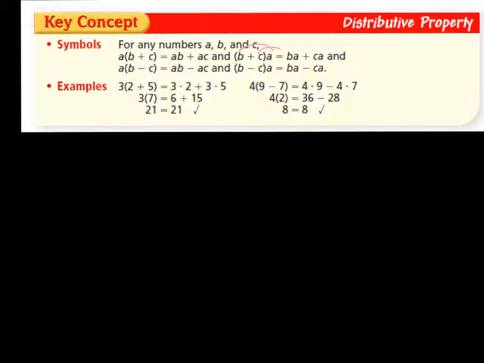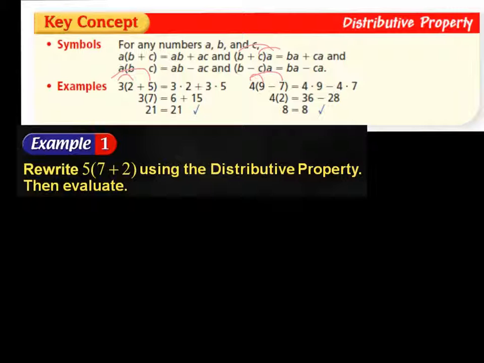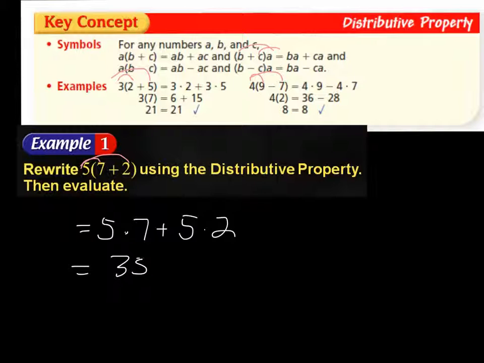We have 3 times (2 and 5), or 4 times (9 and 7). So first they ask us to rewrite using the distributive property, then evaluate. So we're going to have 5 times 7 and 5 times 2. My little center dot's not very big there. Then we can evaluate: 5 times 7 is 35, plus 5 times 2 is 10, so altogether we get 45.